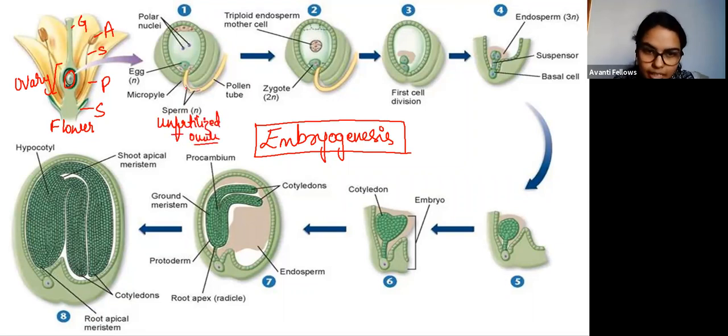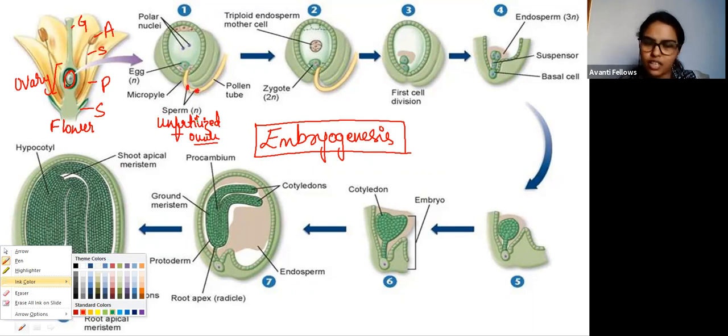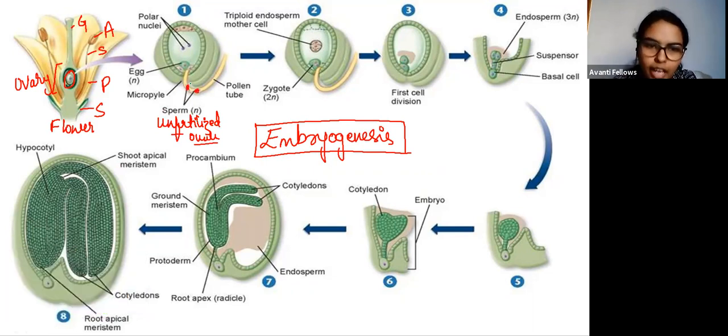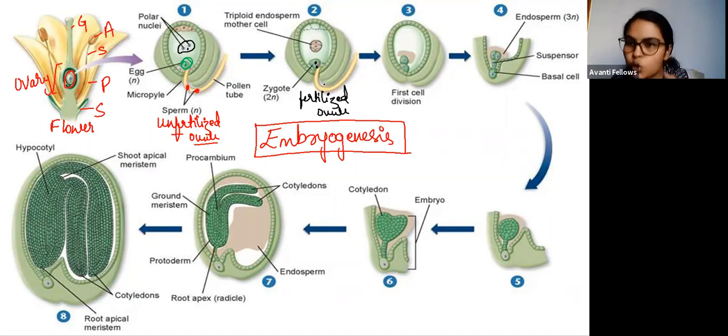That means you can see here there are two sperms. Two grooms are sitting ready, wondering when the wedding will happen. They are so eager to get married. So one sperm will fuse with the egg cell, right? And the other sperm will fuse with the central cell. Now you can see this is a fertilized ovule. Here you can see this is zygote which contains two nuclei.